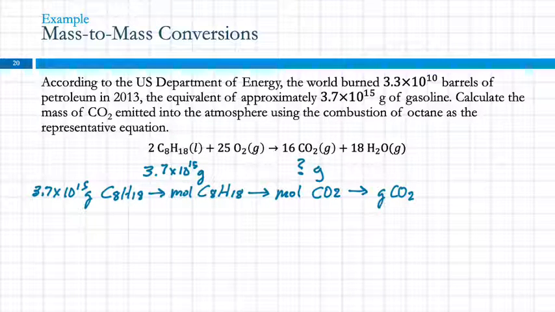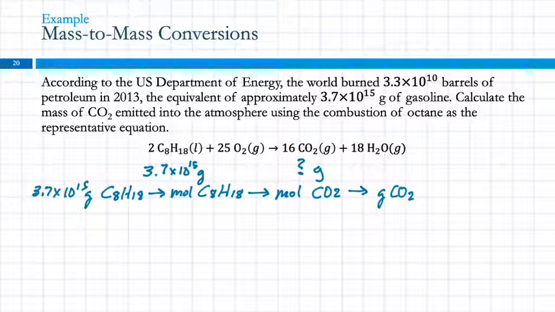In each of these steps, one thing is changing. In the first step, we're changing from grams to moles, but we're talking about the same compound. In the last step, we're changing from moles to grams, but again, we're talking about the same compound. In the middle, we've got the same unit, different compounds. You can only change one thing at a time. It's like 7 steps from Kevin Bacon, right?